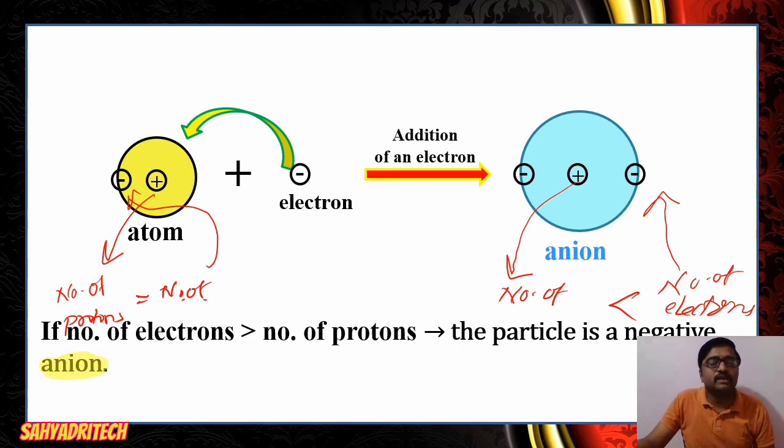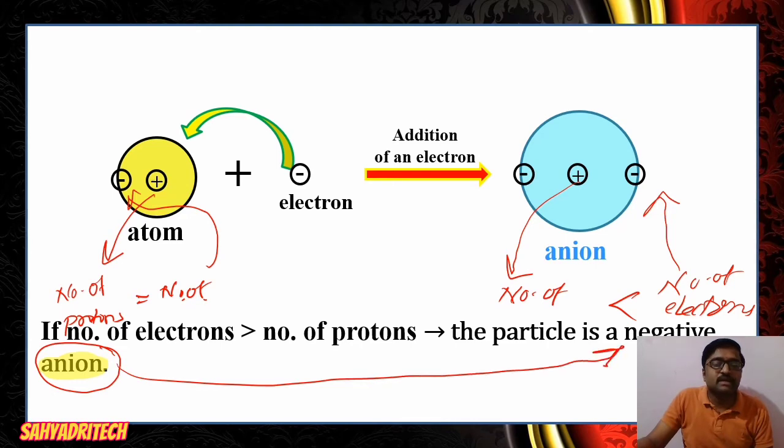So what are cations? Cations are positively charged species. In case of cation, number of protons are more than number of electrons. Okay, on the other hand, anions are nothing but they are negatively charged species. Anion ಅಂತ ಕರಿತೀವಿ, they are negatively charged species. In case of anion, number of electrons are more than the number of protons.